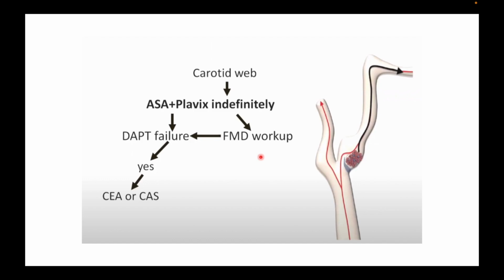So the way to manage them is that if you have a carotid web, put the patient on dual antiplatelets indefinitely, and also do a fibromuscular dysplasia workup for these patients. If despite being on dual antiplatelet therapy, the patient becomes symptomatic, gets a TIA or a stroke, then you need to intervene on this patient and you need to either stent this or do an endarterectomy.